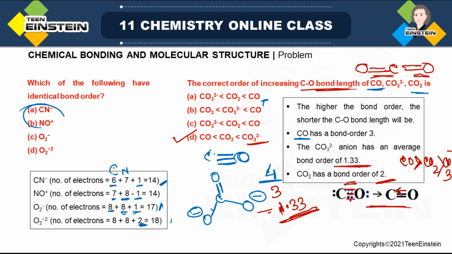Okay, so we will end here. Only 2 parameters we have discussed, bond length and bond order. The rest of the parameters we'll discuss in the next class.